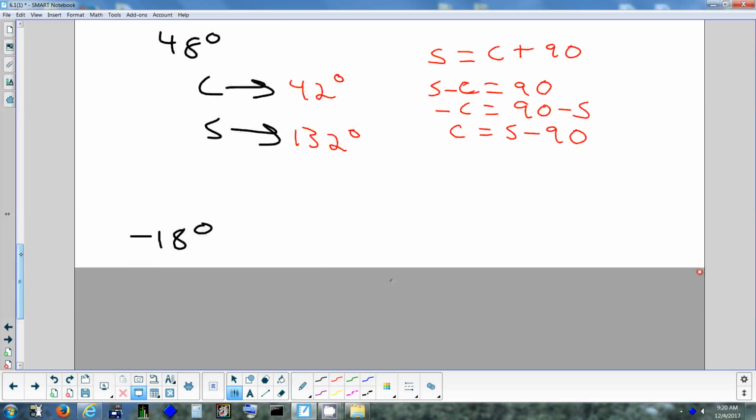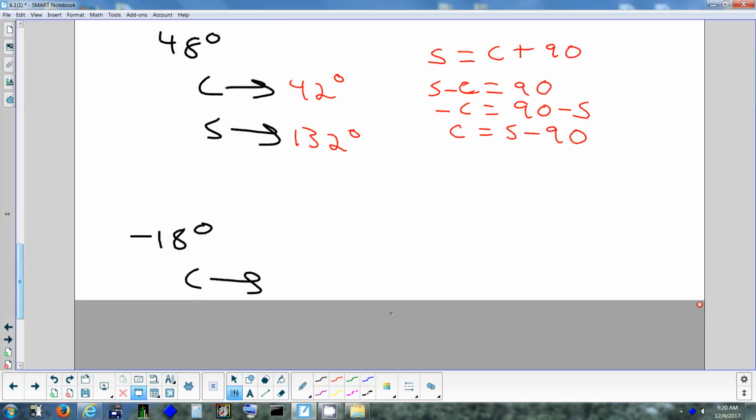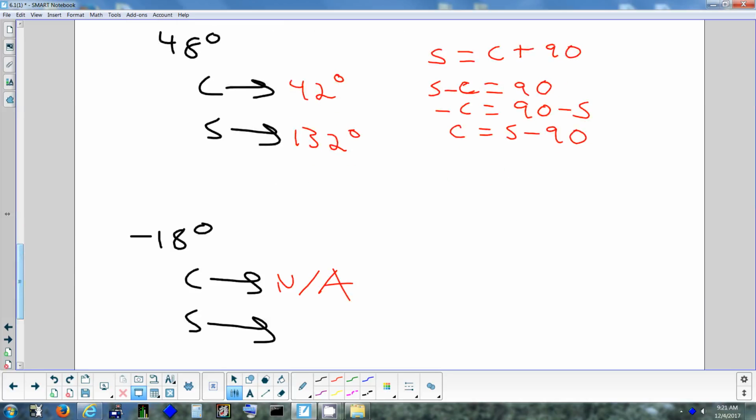Hey, negative 18 degrees. What's the complement of that? Negative degrees can't have a complement. Yeah, there is no complement. So those formulas I wrote on the right-hand side, that's assuming you have a positive angle. So that doesn't apply. Same thing with the supplement. Doesn't apply.